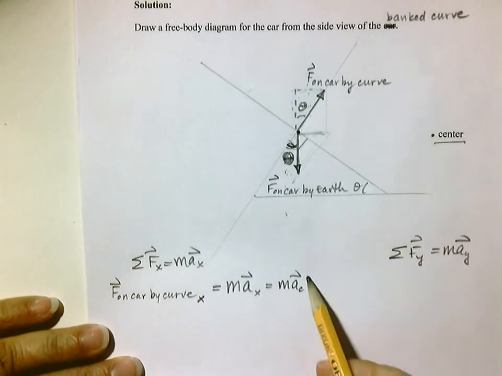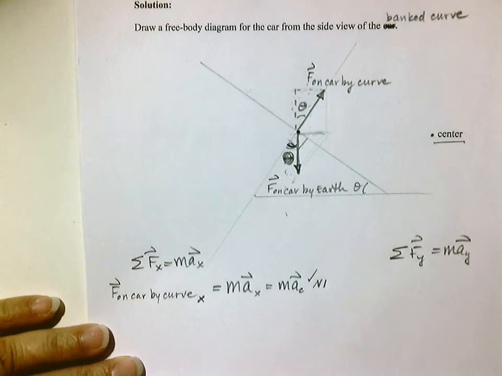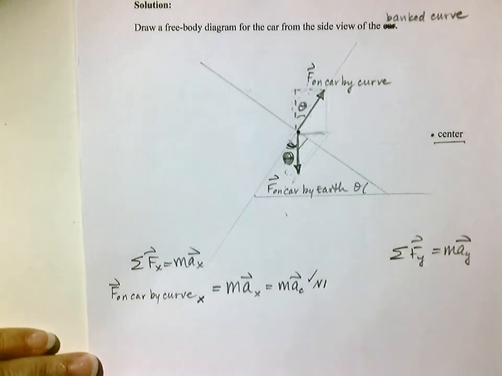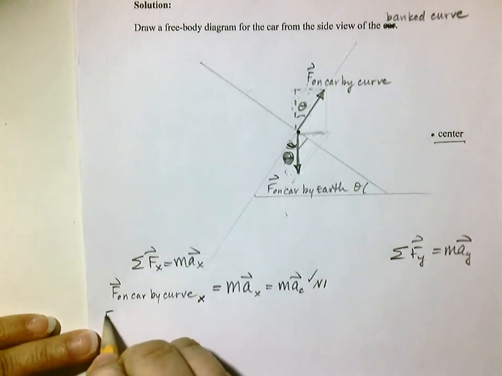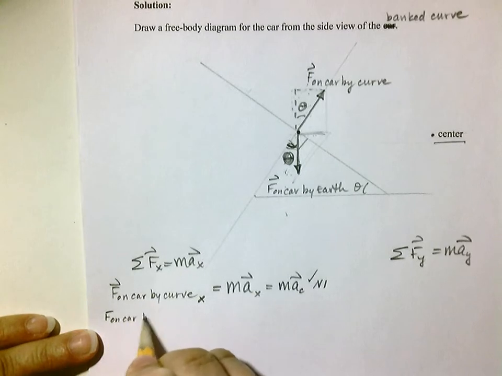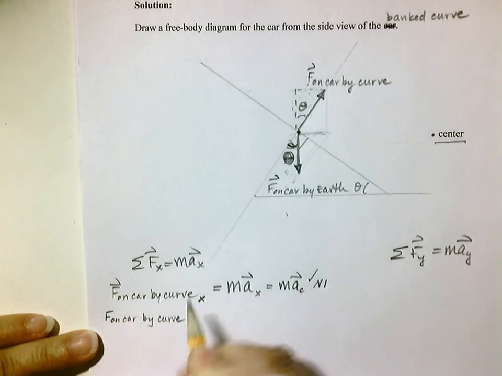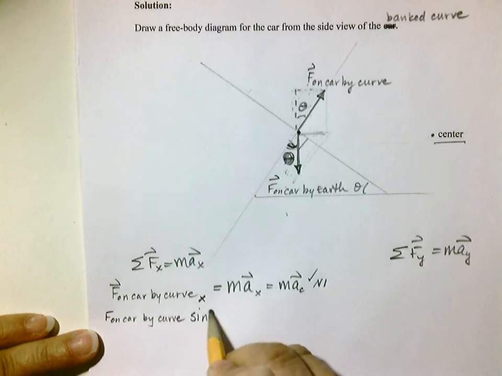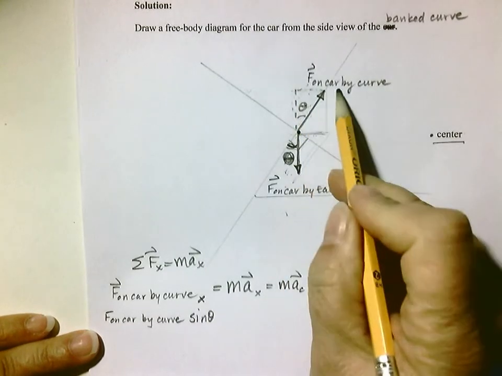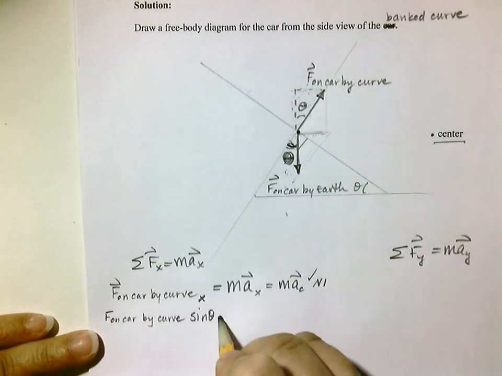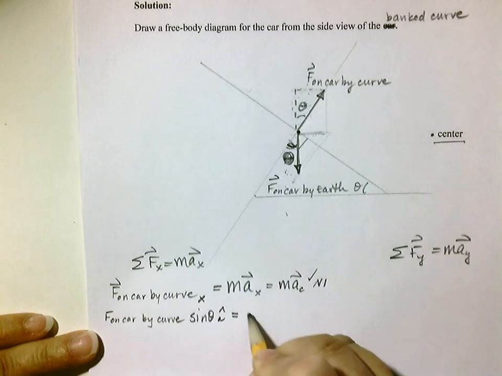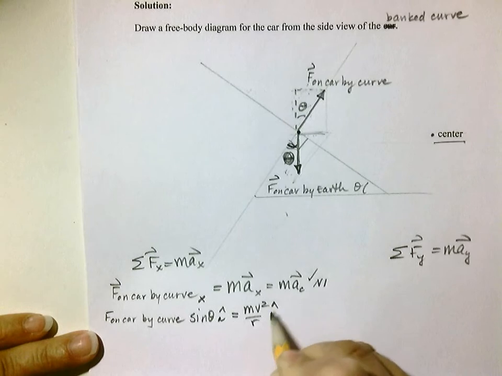Okay, am I accelerating? Why, yes I am. Newton's first law. Substituting in magnitude and direction, I now have the force on the car by the curve times sine theta. This is going in towards the center, to the right, so I'm going to use i-hat, and that's equal to m v squared over r i-hat.